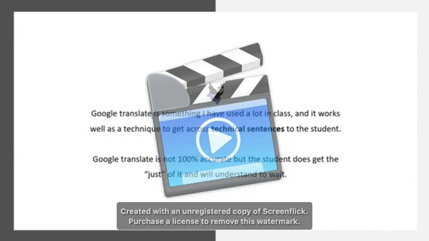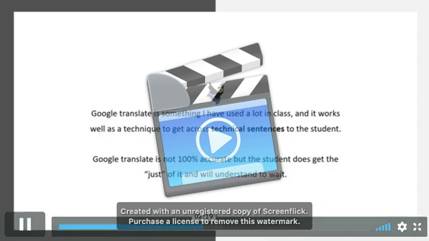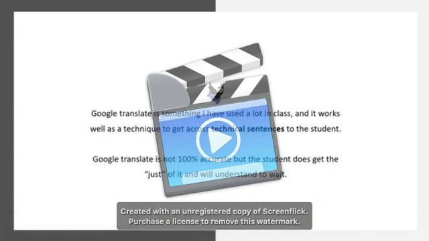Google Translate is something I have used quite a lot in classes, and it works well as a technique to get across technical sentences to the student that they can't understand in English. I have also got students who will ask me for the Chinese version of a word, so I can Google Translate it and send it to them if they ask. Of course, Google Translate is not 100% accurate, but the student does get the gist of what you're saying and will understand to wait as there is a technical issue.